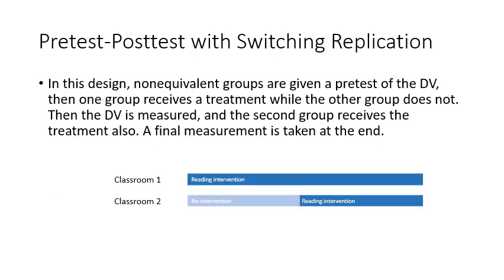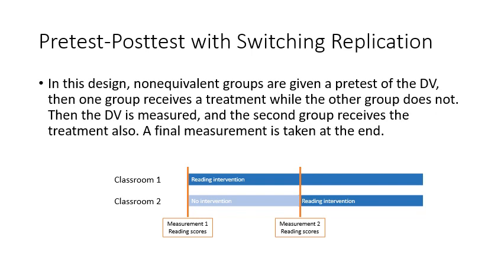Next, we come to a pretest post-test design with switching replication, and this design is stronger than the ones that we have just been looking at. So in this design, non-equivalent groups that haven't been randomly assigned, like these classroom groups, are given a pretest of the dependent variable right here. So their reading scores are taken, and then one group receives the reading intervention, the first classroom, and the other classroom doesn't. And then midway through the study, another measurement is taken of their reading scores.